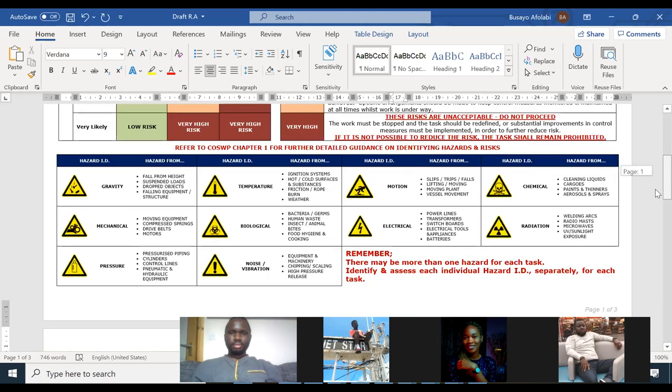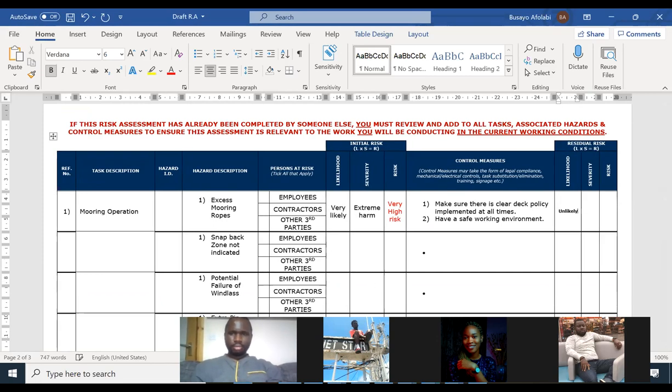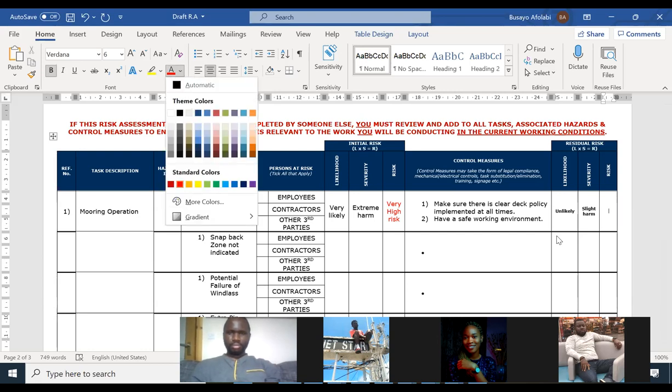So we have unlikely for the likelihood, and slight harm for the severity. And the risk is very low risk.